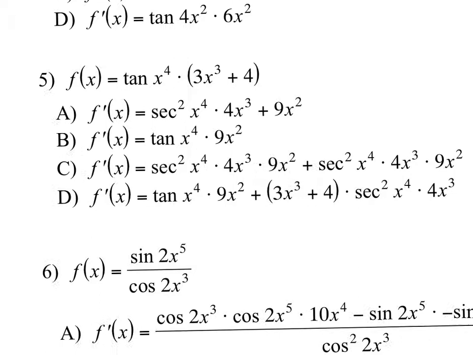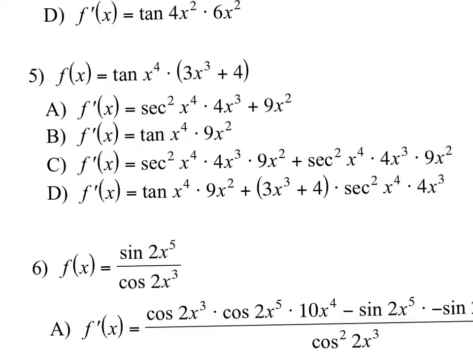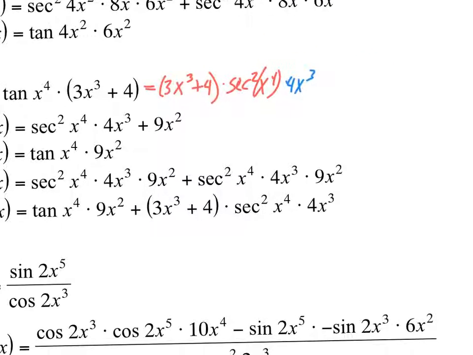Beautiful. Number 5. We've got another product rule going on. So we've got the second, 3x to the 3rd plus 4, times the derivative of the first, secant squared of x to the 4th. And then we've got a chain going on times 4x to the 3rd. And then we're going to add the first, so that's going to be tangent of x to the 4th times the derivative of the second, 9x squared. Beautiful.